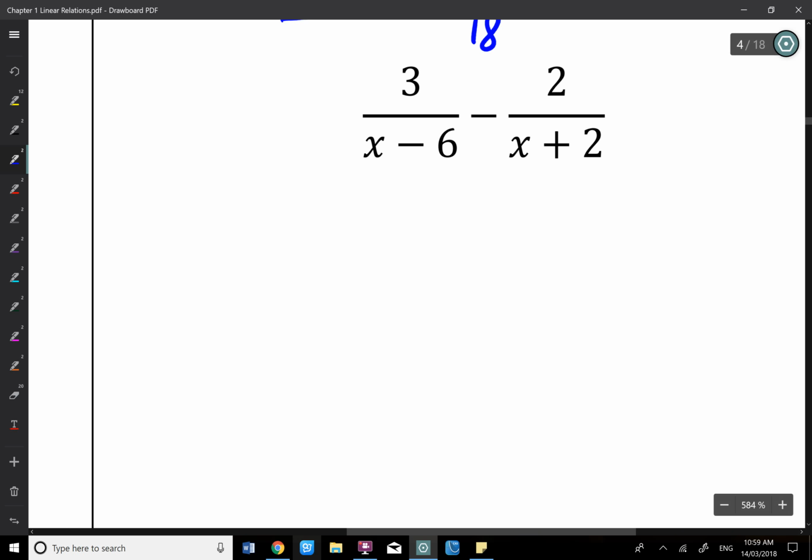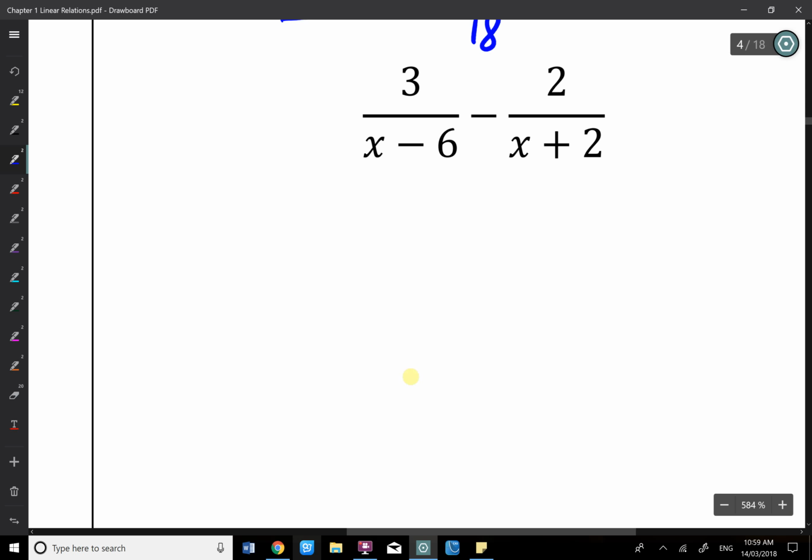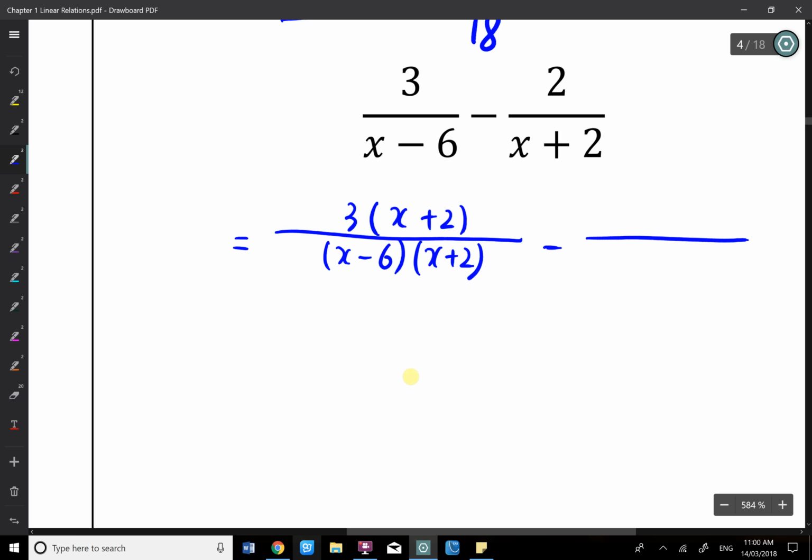Okay, the next one. What do you think the common denominator will be for that one? Yep, so if we can't see anything simpler, we just times the two denominators together. That will be the common denominator. But be careful with this one. The denominator here is x minus 6 times x plus 2. And then the top needs to have 3 bracket x plus 2 minus x minus 6. For the second fraction I have times x plus 2, so on top I will times x minus 6 as well.